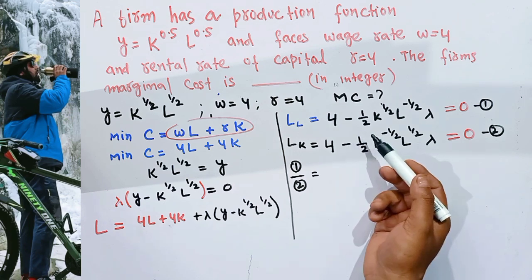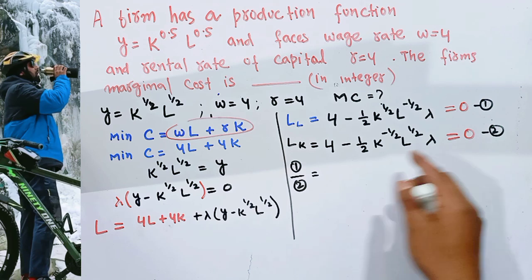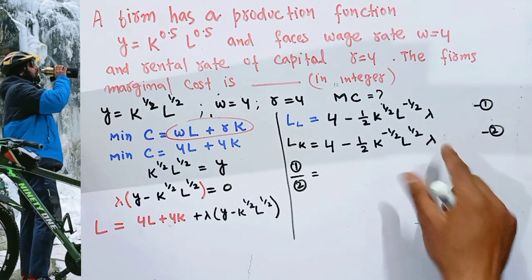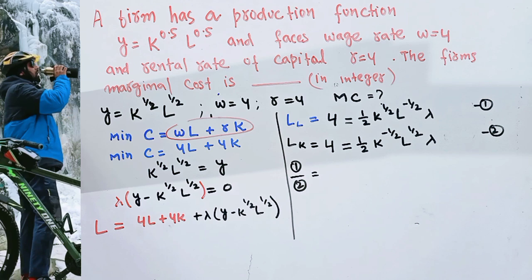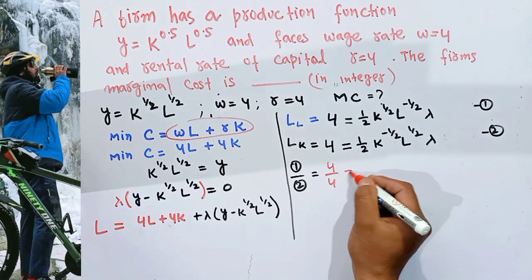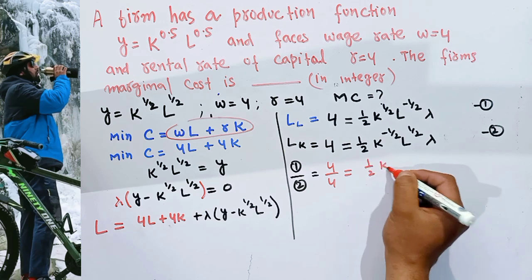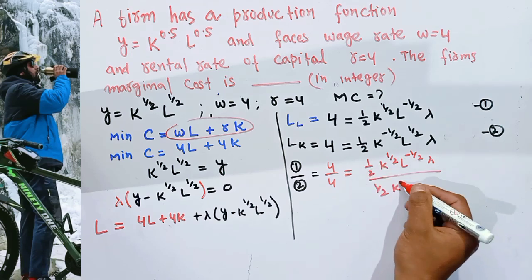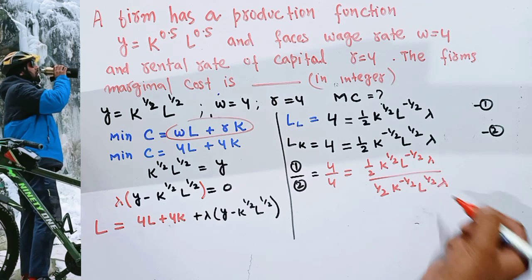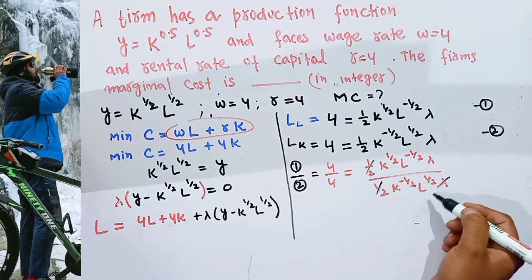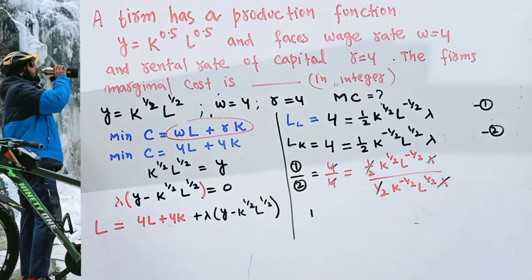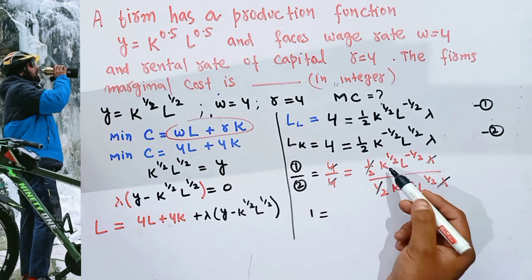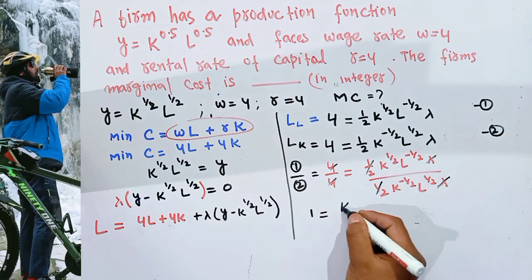Here we can do one thing. If I transpose these terms here, they will become positive. So 4/4 will be equal to 1/2 K to the power 1/2 L to the power minus 1/2 lambda divided by 1/2 K to the power minus 1/2 L to the power 1/2 lambda. The 1/2 and lambda get cancelled, 4 and 4 get cancelled, so 1 is equal to, if I transpose K to the power minus 1/2 here, it will be multiplied with this K and the exponents will add up to 1. So we will get K here.